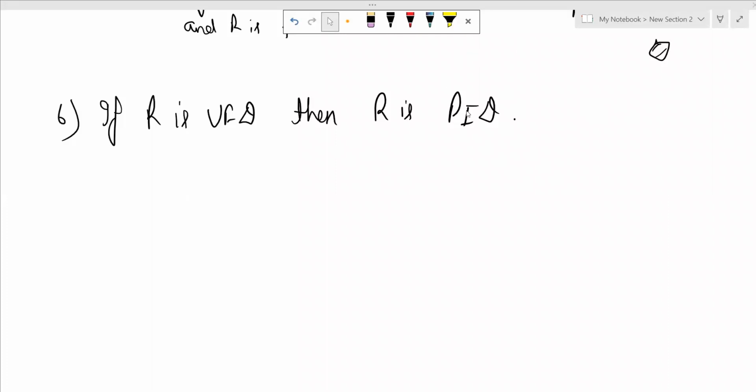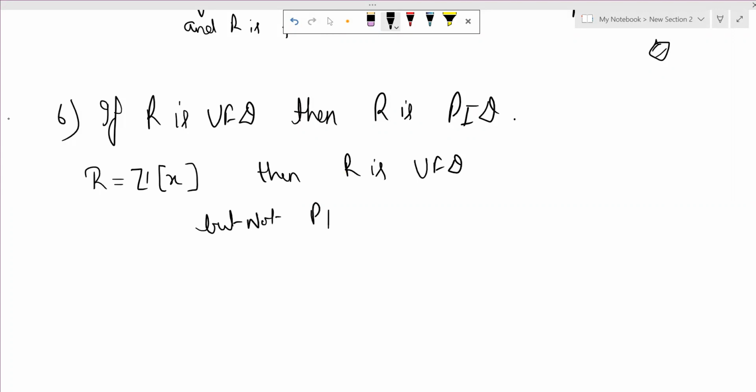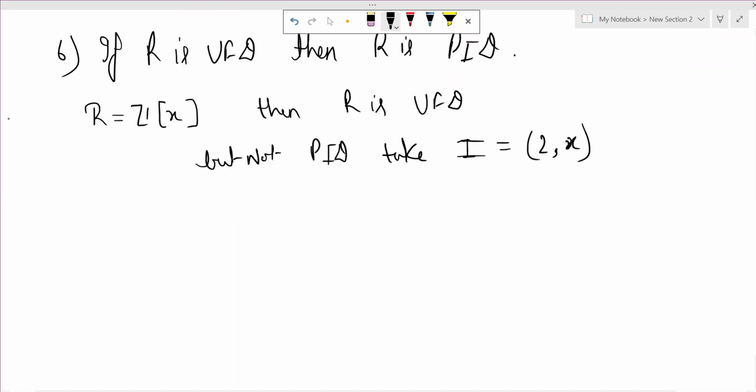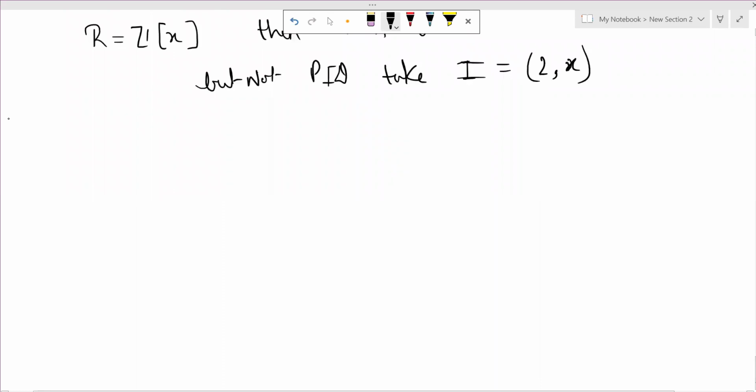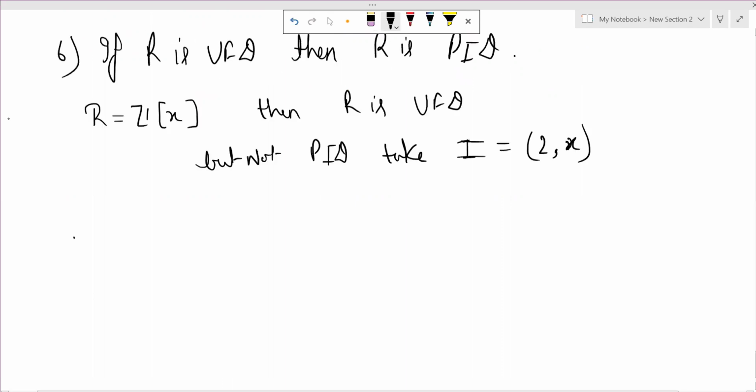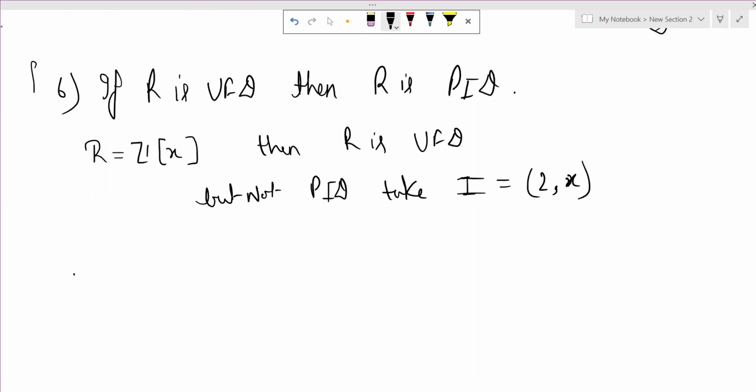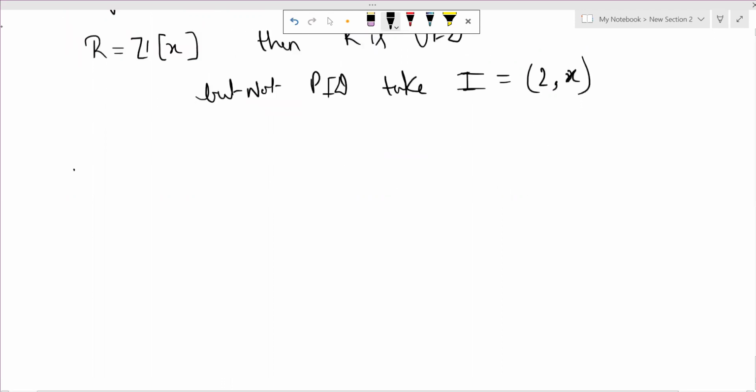Okay. Muthukumar gave me an example. So take R equals Z[x]. Then R is a UFD but not a PID. Take I equals the ideal generated by 2, x, right? So this one. Now the last one. Okay, this is the third one after this one also. So the statement is false, right?